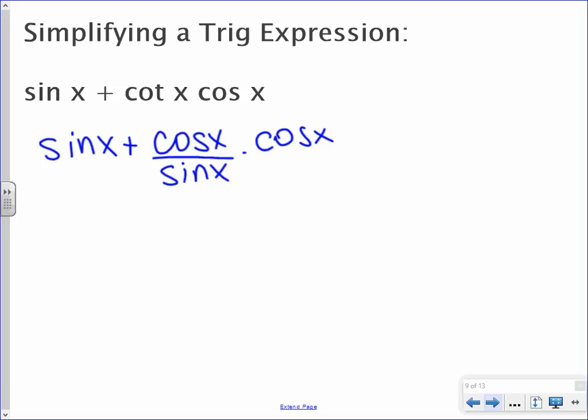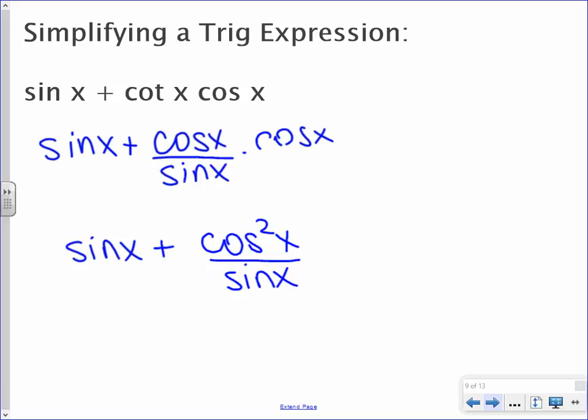All right? So let's talk about what we have now. We have the sine of x plus, if we multiply, this is like cosine over 1, essentially. So what we have is cosine squared x over sine of x. All right, we need to keep going. How can we make this even more simple? Okay, any thoughts?